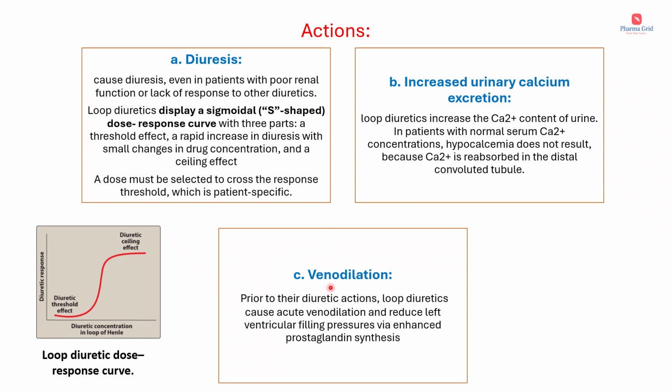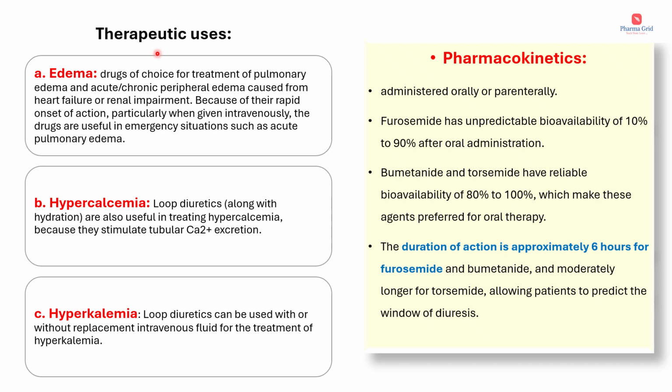And the next pharmacological action is venodilation. Prior to their diuretic actions, loop diuretics cause acute venodilation and reduce left ventricular filling pressures via enhanced prostaglandin synthesis. Therapeutic uses of loop diuretics include edema, hypercalcemia, and hyperkalemia.